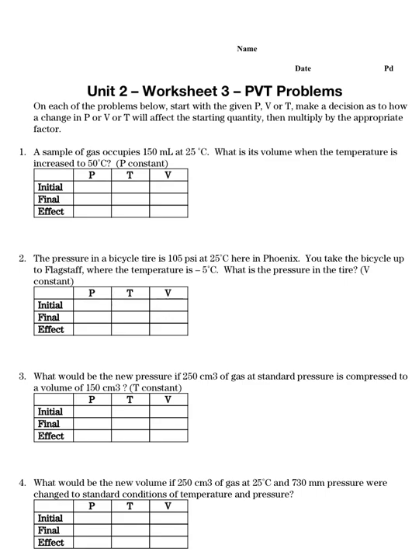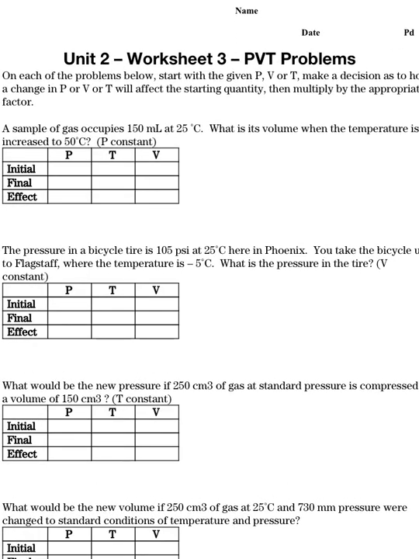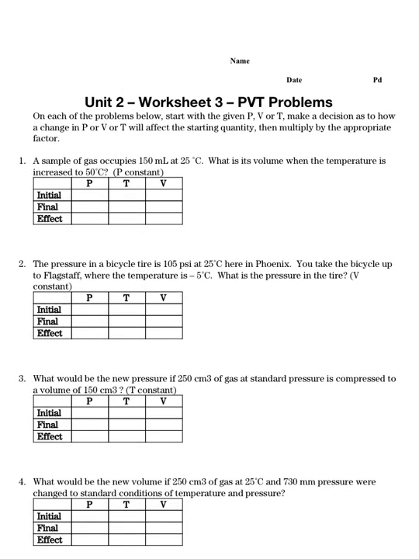So a sample of gas occupies 150 milliliters at 25 degrees Celsius. What is its volume when temperature is increased to 50 degrees Celsius? The pressure is constant. Well, yay, pressure is constant, so I can not deal with pressure. Now, the first thing I noticed right away is I've got two temperatures and they're both in Celsius, so I need to convert them. 25 plus 273.15 is equal to 298.15 degrees Kelvin, and the other temperature is 50 degrees Celsius.